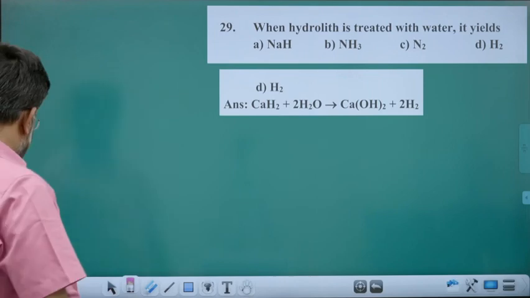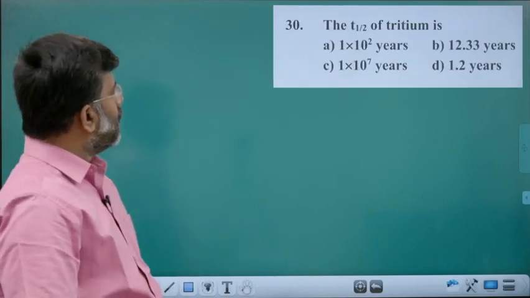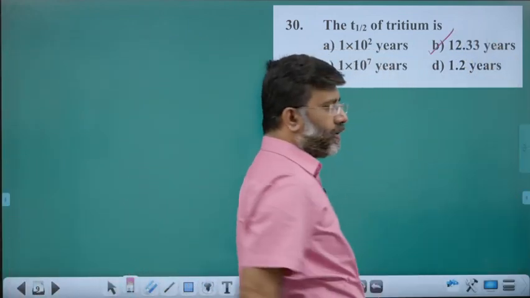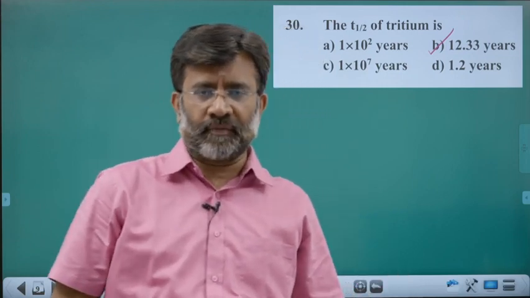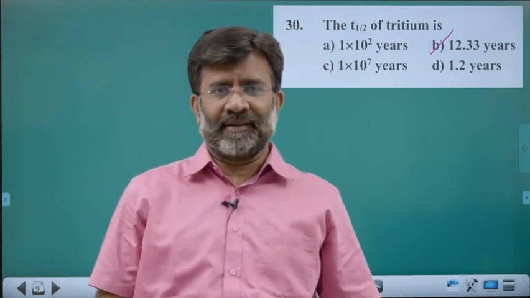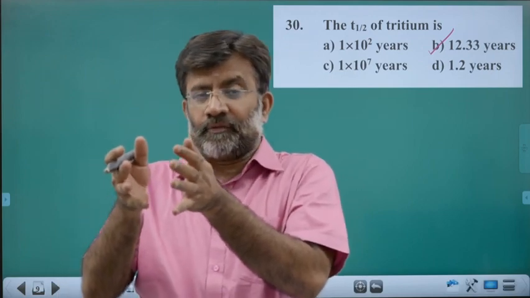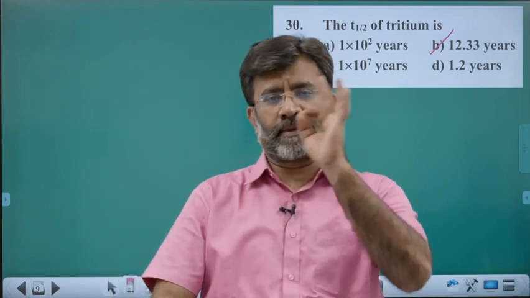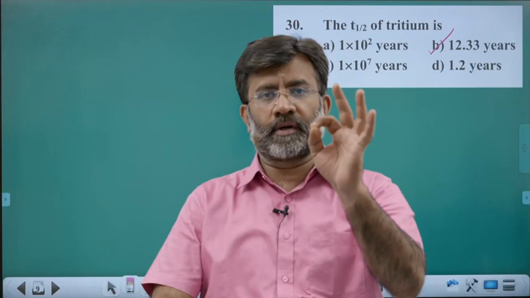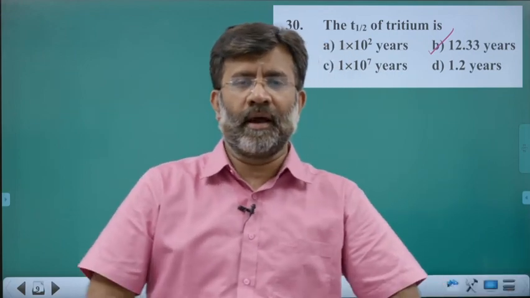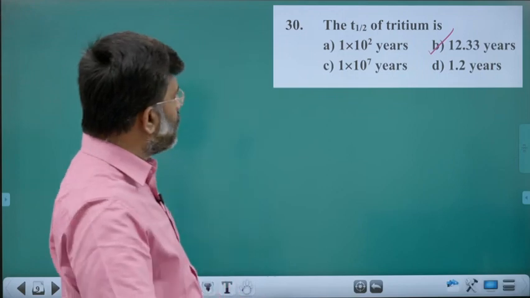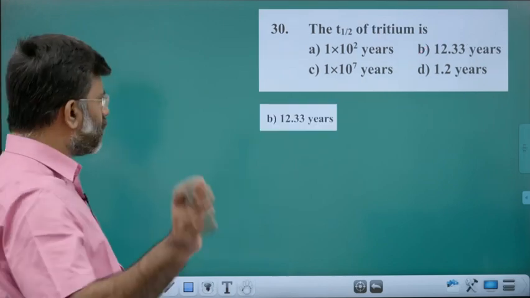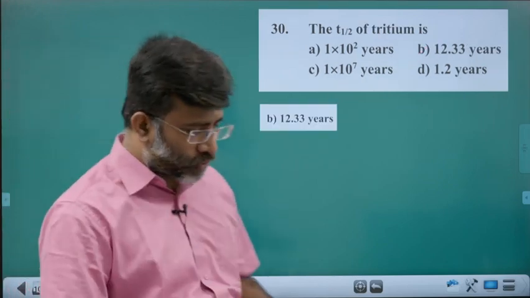And that is the reaction. The T half of tritium, once again referred in the textbook, as all of you know, is 12.33 years. Half-life means the time taken for the amount of a substance to convert to 50%. That is called half-life. The half-life of tritium is 12.33 years, referred in the textbook. I'm sure you might have seen that. Option B. That was the last question from the chapter.